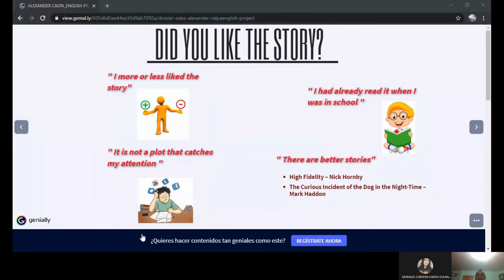Is there a plot that caught my attention? I think there are very good stories, for example, High Fidelity by Nick Hornby. Another book, The Curious Incident of the Dog in the Night-Time by Mark Haddon.